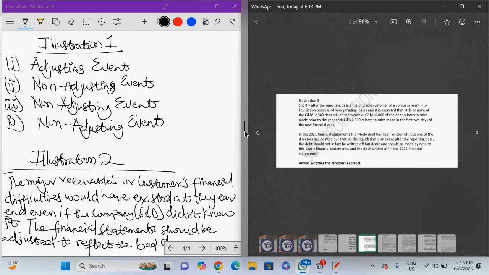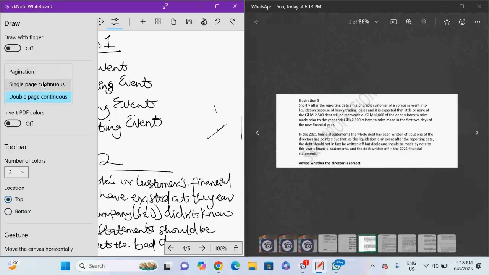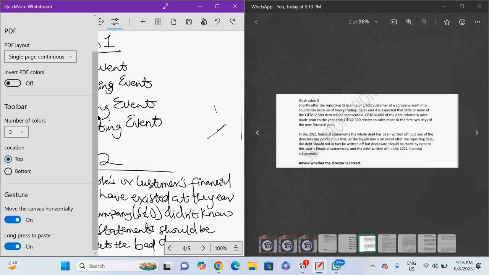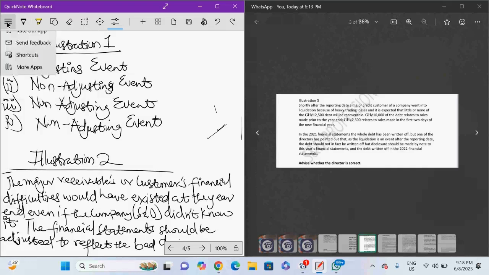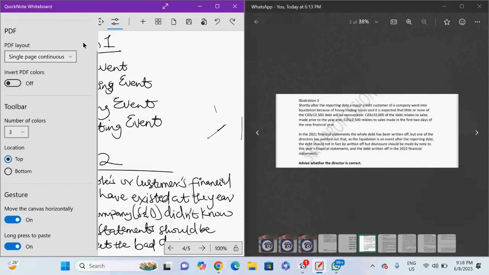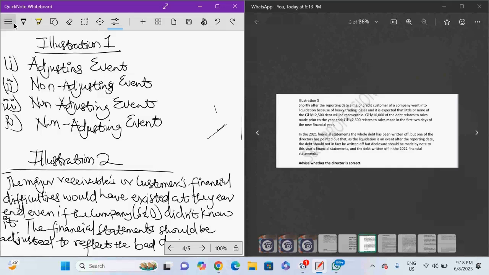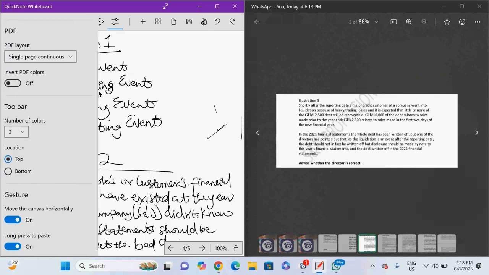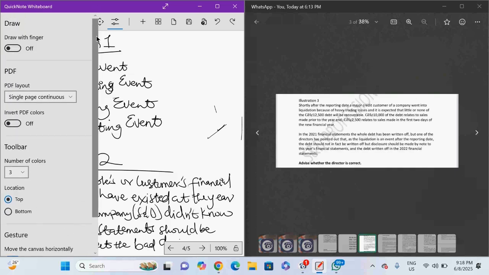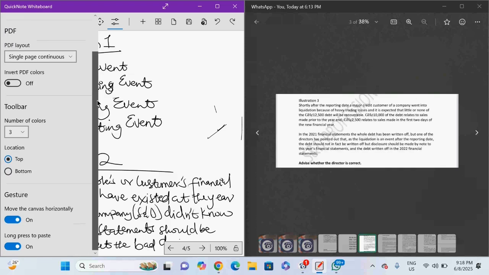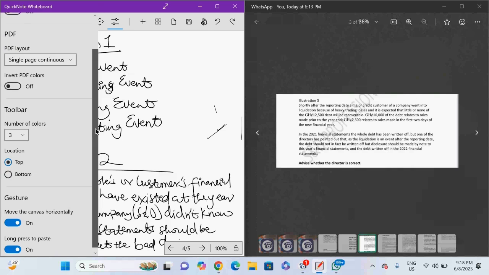Third question. Illustration 3. Shortly after the reporting date, a major customer of a company went into liquidation because of heavy trading losses, and it is expected that little or none of the 12,500 debt will be recoverable. 10,000 of the debt relates to sales made prior to the year end, and 2,500 relates to sales made in the first 2 days of the new financial year.